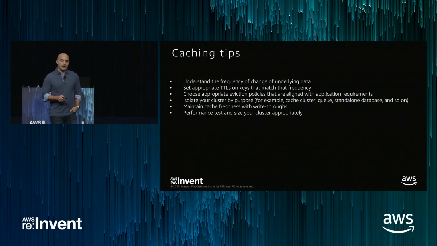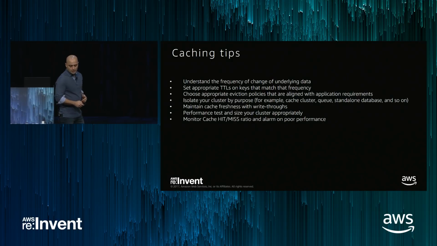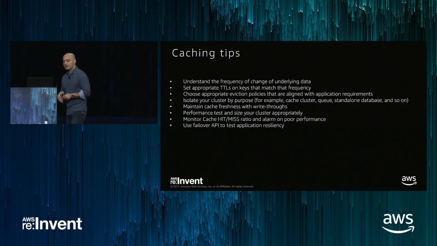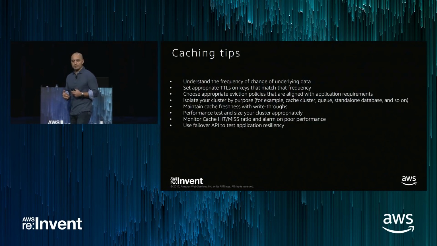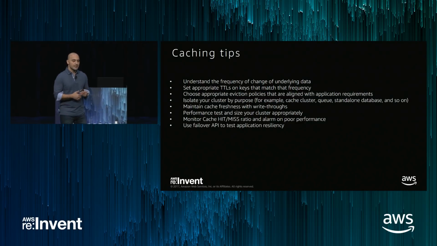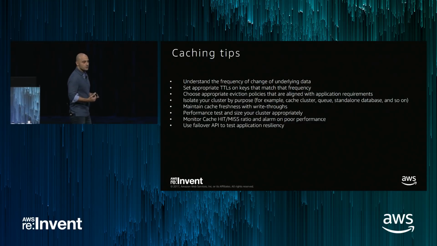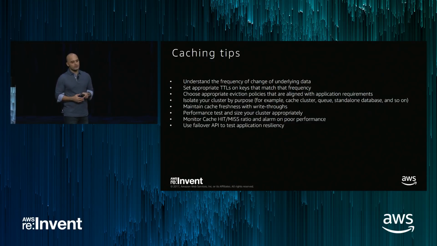We talked about how to size your cluster, so you always want to do that. These are tenets to have a successful cluster. Monitor the hit and miss ratio. Use the failover API. I highly, highly recommend this. We expose an API here that allows you to kill primaries. So do this. Make sure the applications are built in a way that can withstand failures. And the way you do that is by testing the failover API.